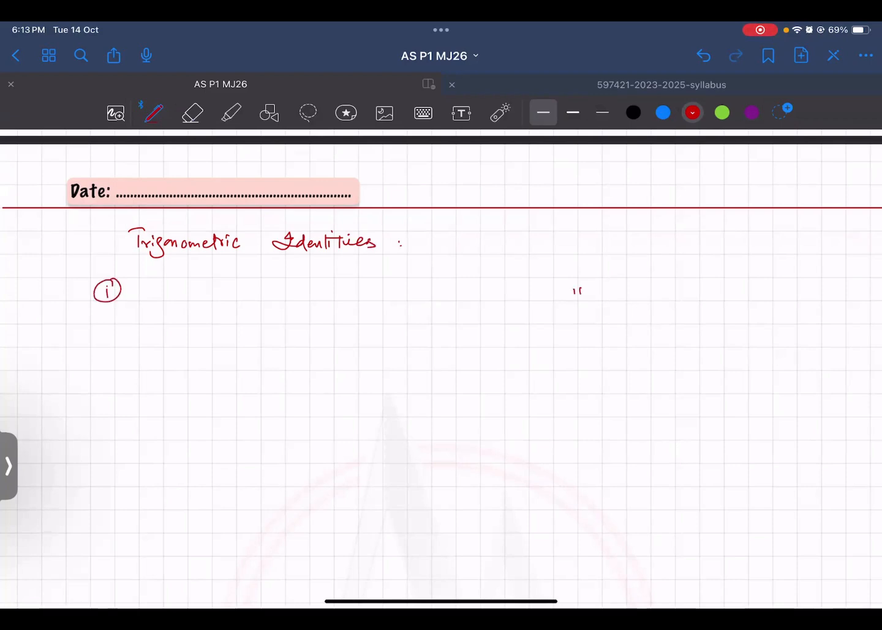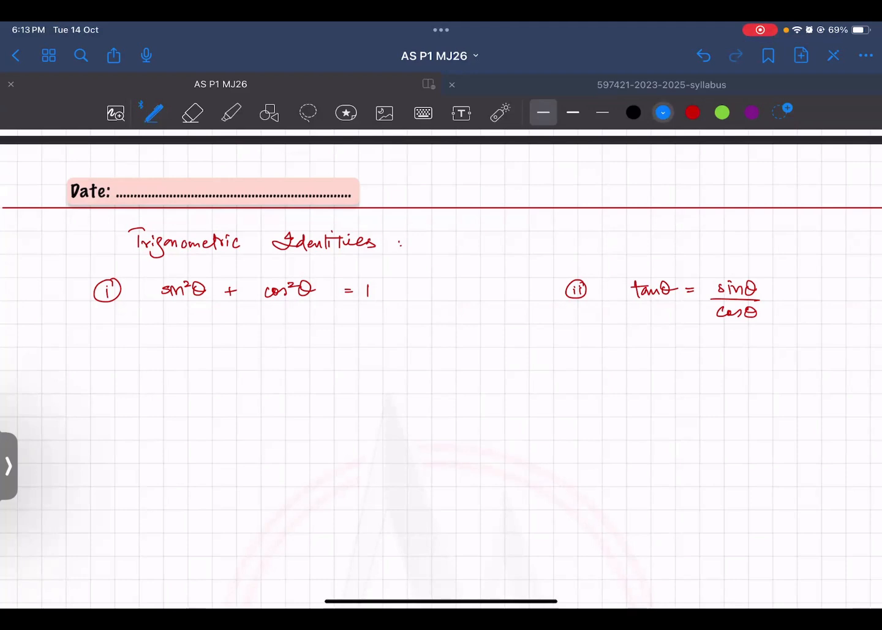Only two. We have the first one, that is sine square theta plus cos square theta. It is always 1. Whatever the theta is, it will always come out as 1. And the other one is tan theta equals sine theta upon cos theta. You have to learn these. And these are only two of them, and you will use them so much that eventually you will learn this.